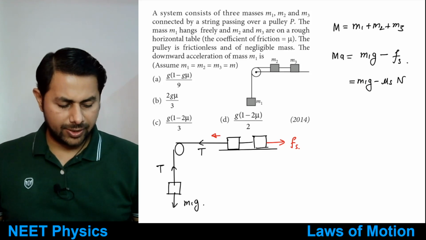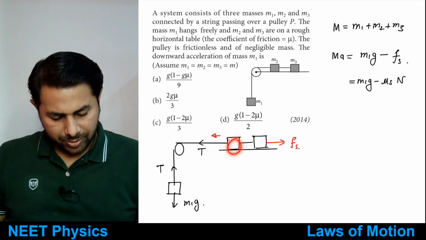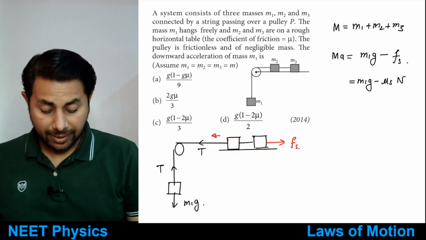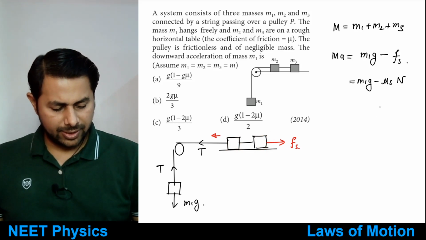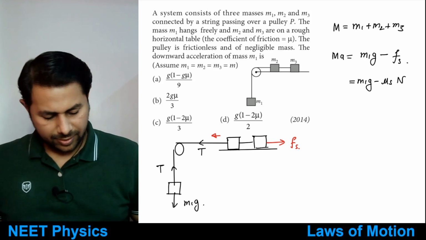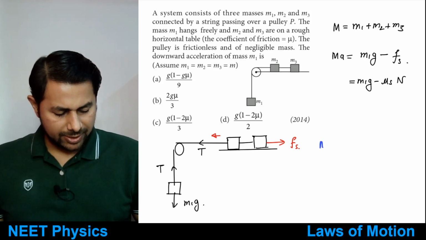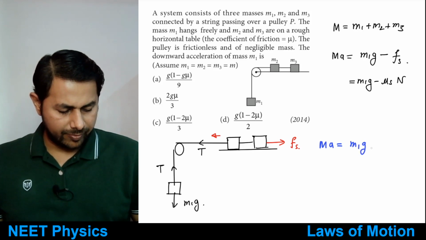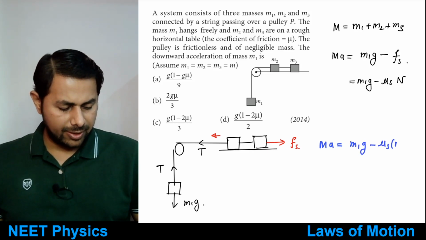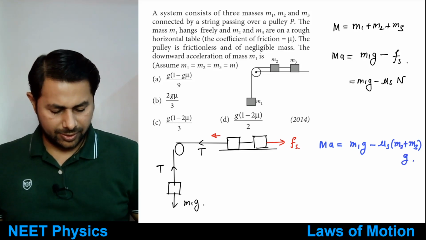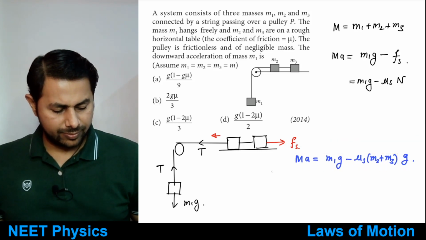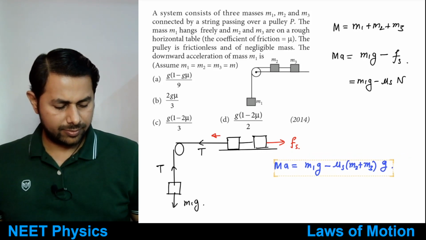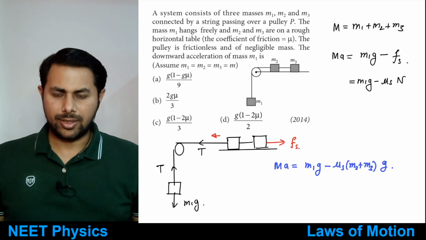What is the normal reaction here? It is m2 plus m3 times g. So, writing it here, total mass times acceleration is equal to m1 times g minus mu s multiplied by (m2 plus m3) multiplied by g. Is this thing clear, everyone?